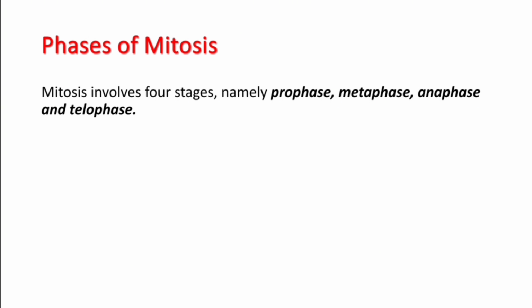Now, before mitosis begins, a cell has to prepare itself before it undergoes the phases of mitosis. It will first prepare itself, and the preparation of a cell occurs in the interphase. Okay, the preparation of a cell occurs in the interphase. When a cell is about to divide, it will have to prepare itself for that process of division. That stage where a cell prepares itself is known as the interphase.